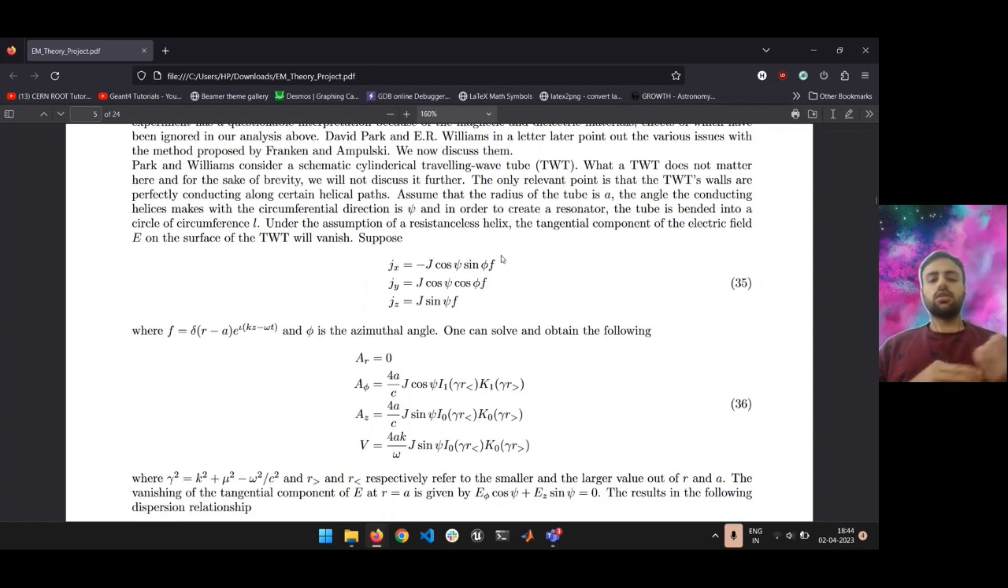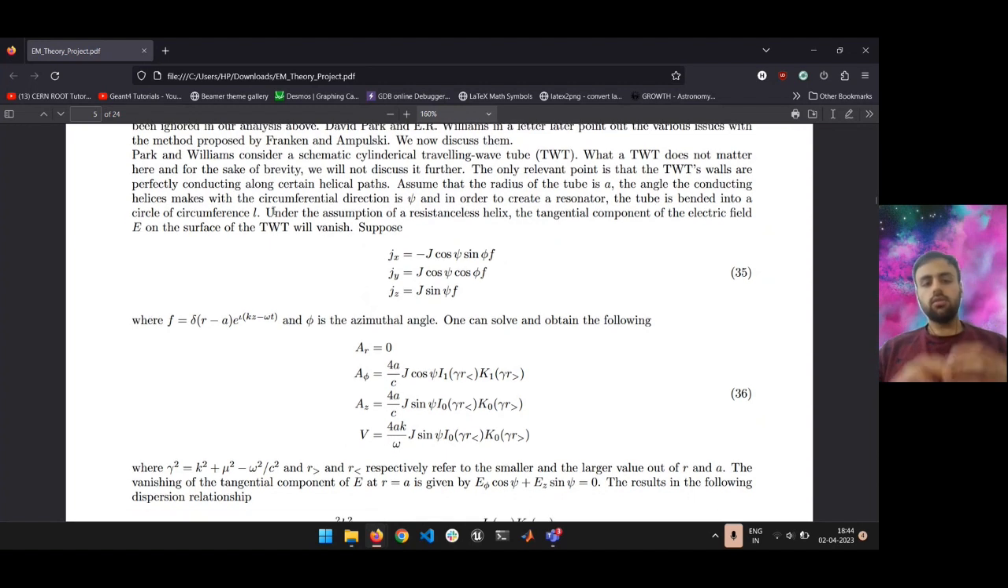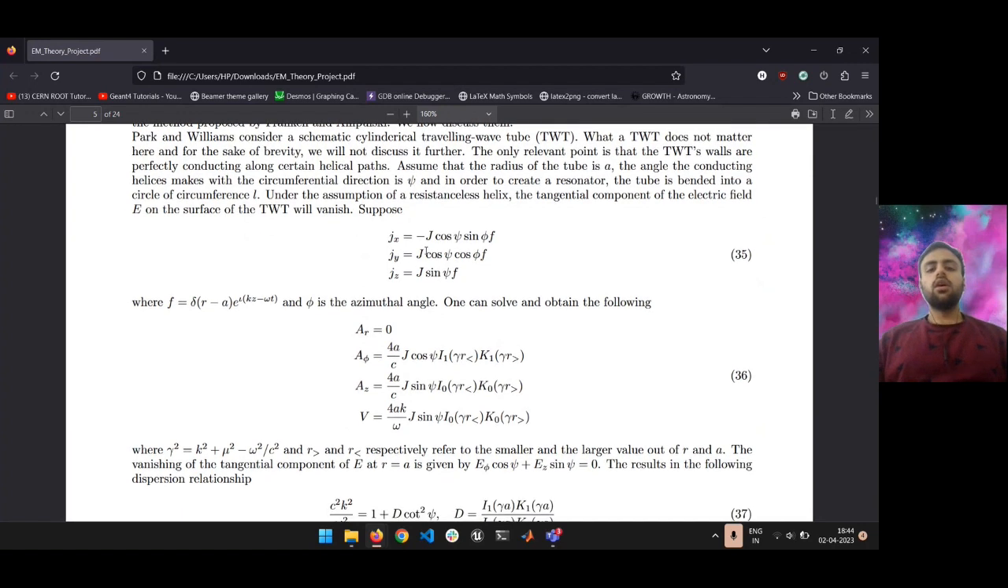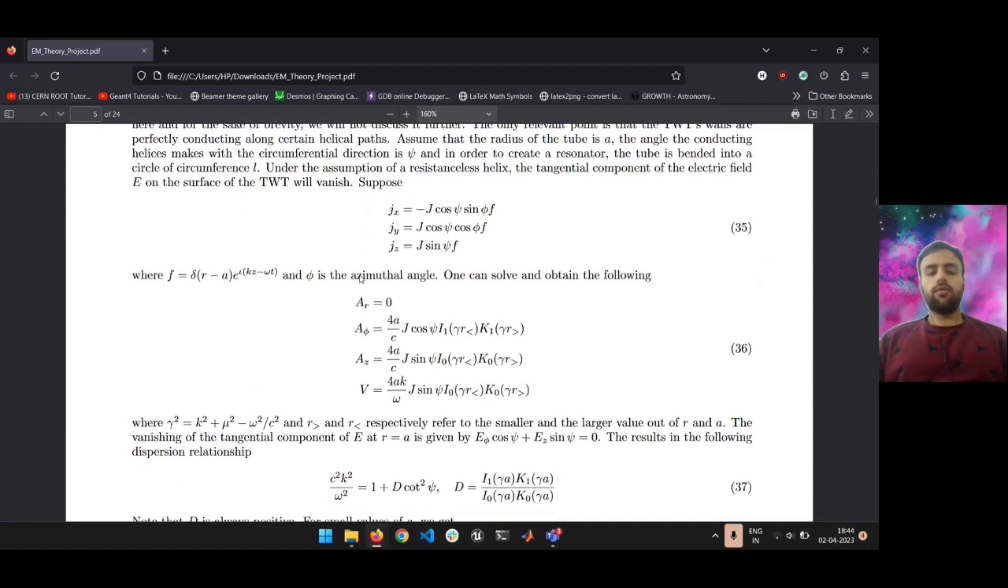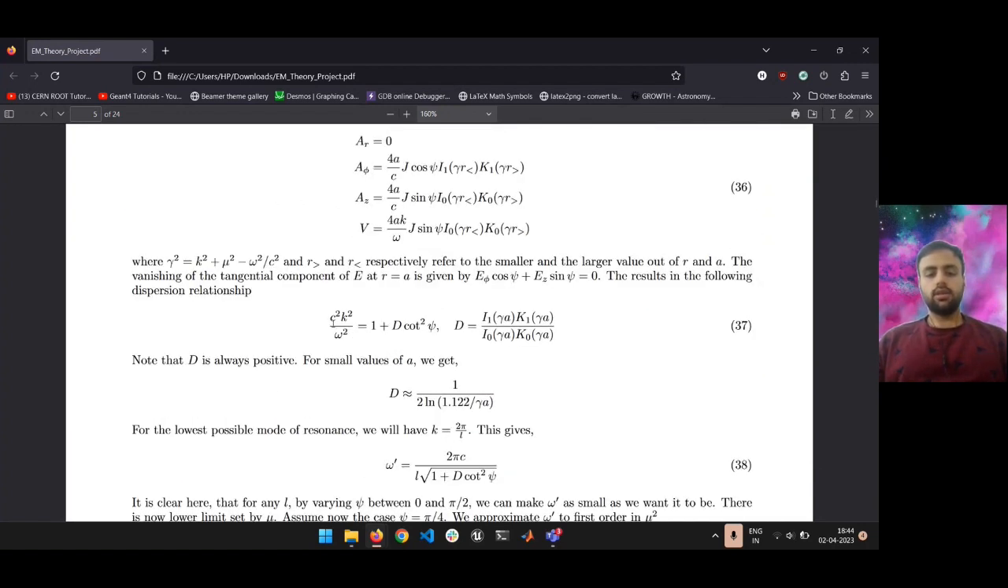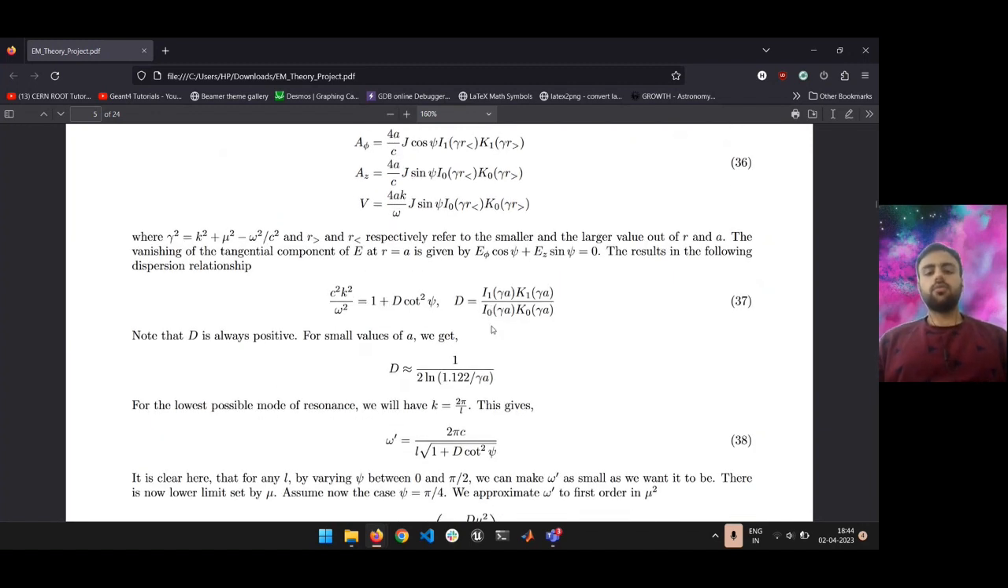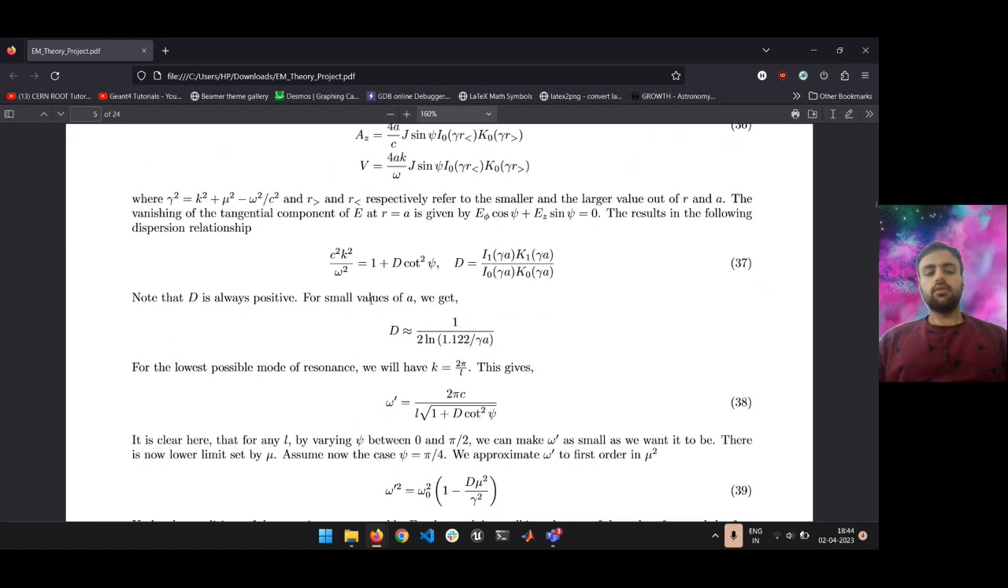This is just a cylindrical tube. In order to create a resonator, they just close it and make a toroid out of it, and the circumference of the toroid is L. We do a small bit of math, and what they finally obtained is this dispersion relationship for this TWT, where D is defined in this way.